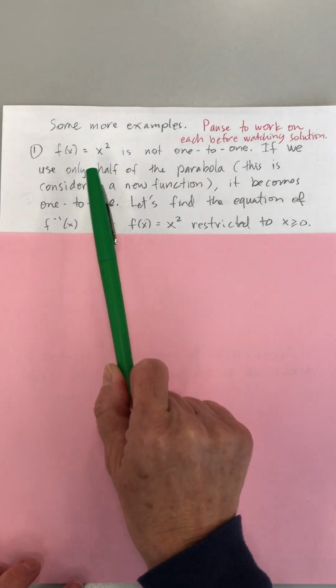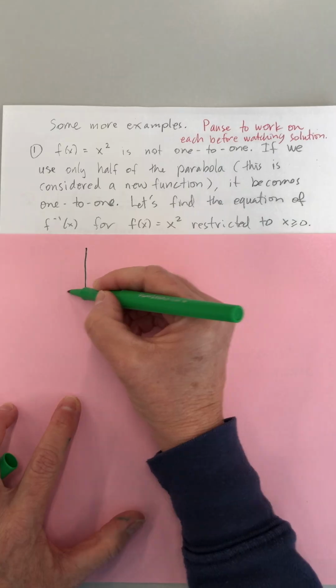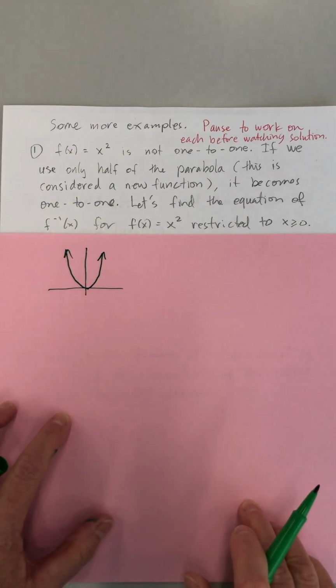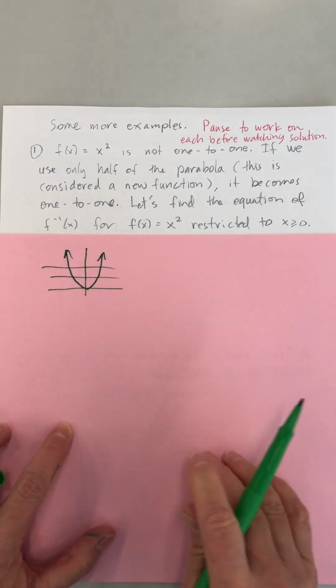Okay, so now we're going to just try a few different types of problems. Let's start with this one here, and I encourage you to pause and think about it. Okay, so this question is that f of x equals x squared is not one-to-one. If you remember the graph of y equals x squared, it looks like this. That is most definitely not one-to-one.